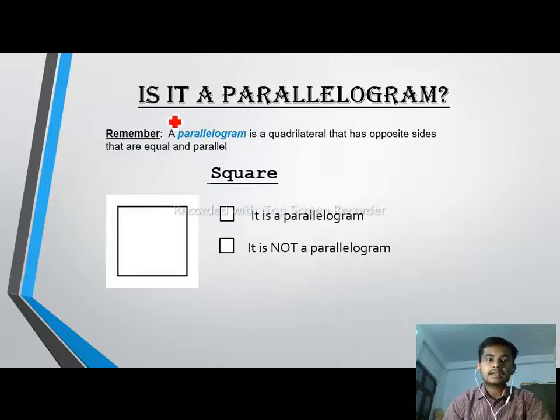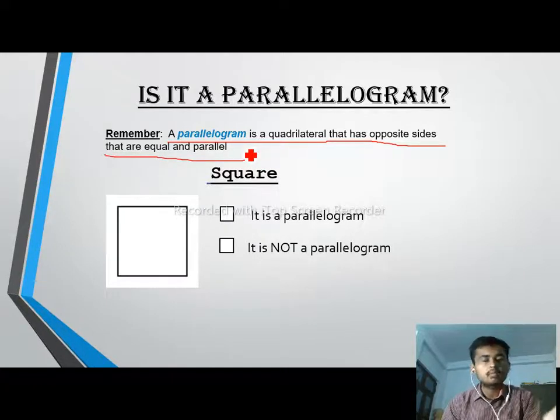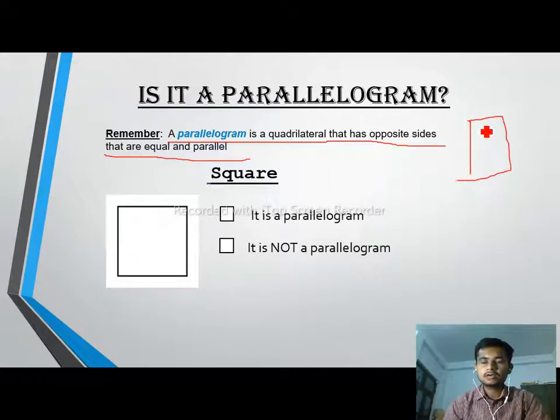Is it a parallelogram? Remember the definition always: a parallelogram is a quadrilateral that has opposite sides that are equal and parallel. A parallelogram has the definition that its opposite sides must be equal and parallel. Opposite sides means, like, if this is a parallelogram, then its opposite sides must be equal and parallel.